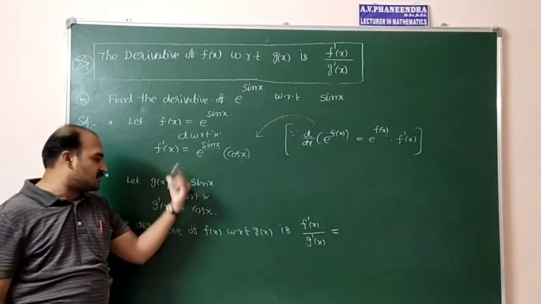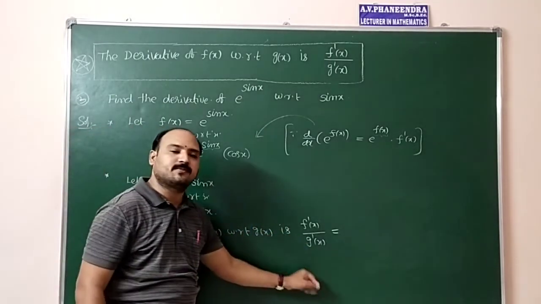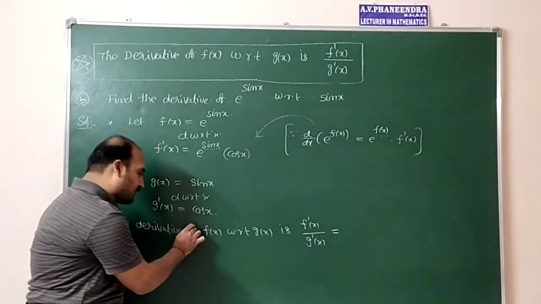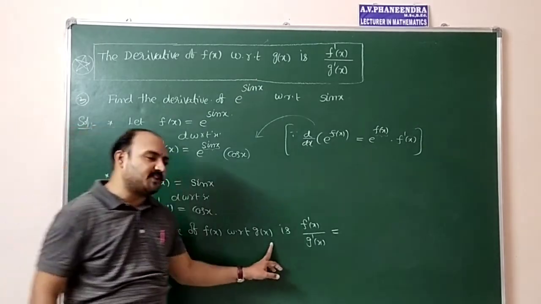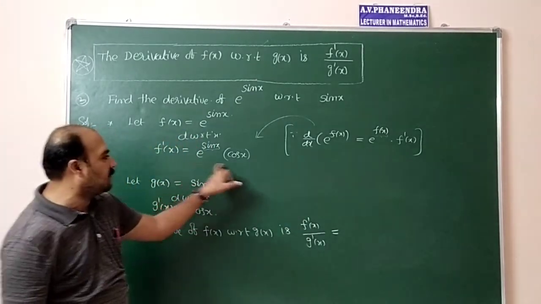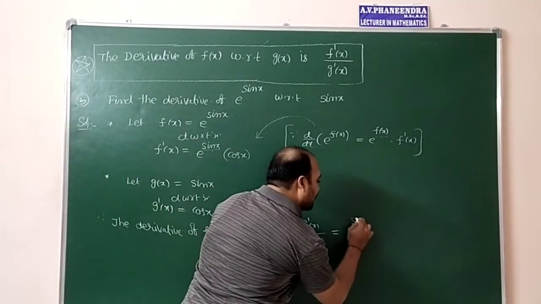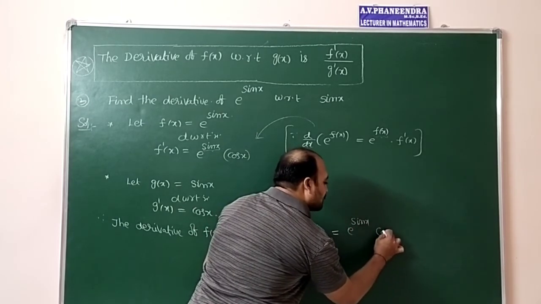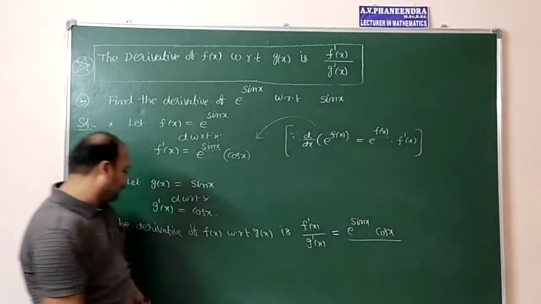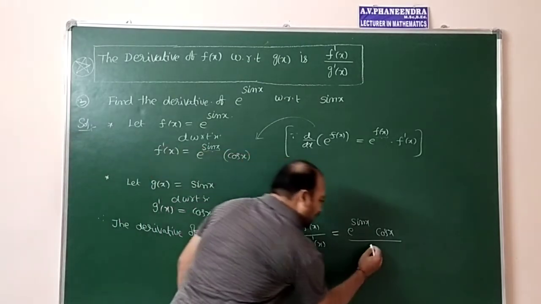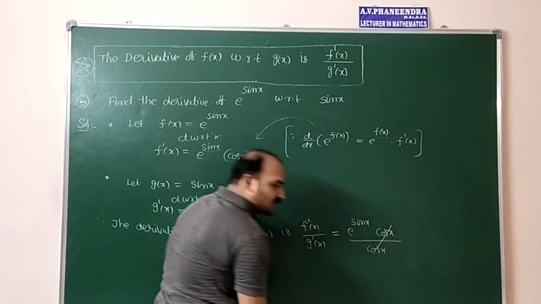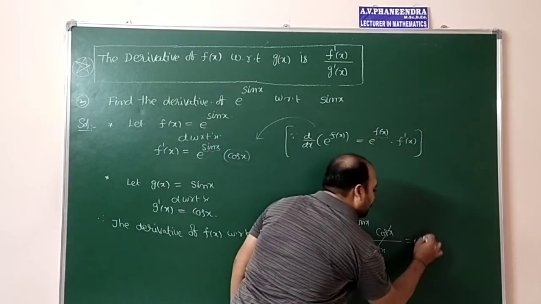Now f dash of x and g dash of x, substitute in this. The derivative of f of x with respect to g of x is f dash of x by g dash of x. f dash of x value is e power sin x into cos x divided by g dash of x, cos x. So cos x gets cancelled, which is equal to e power sin x.